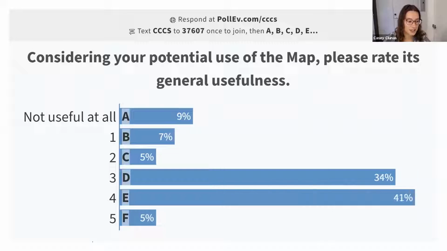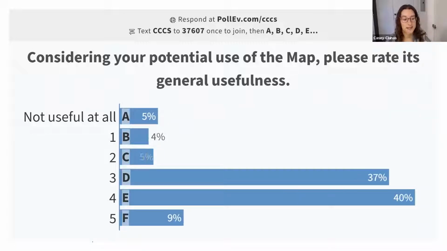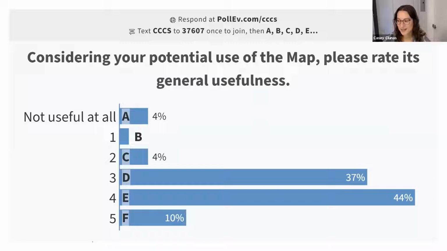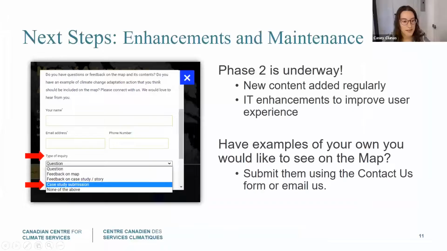So obviously with this question, we're just looking for a sense of how useful people think the map is, whether or not they think it would be something useful for them in their work, or just general usefulness. So it seems to be skewing towards the useful end. That is nice to see from an audience of potential users. All right, looks like it's stabilizing. So now I will hand it back over to Val to speak to some of the next steps for the map.